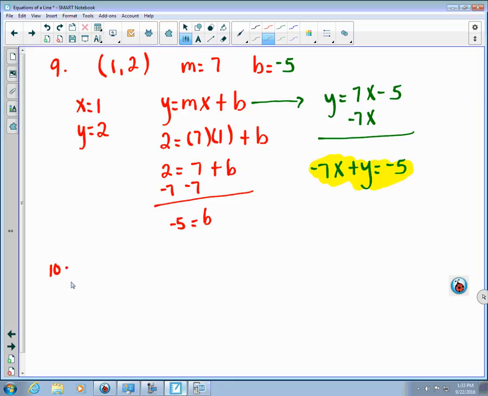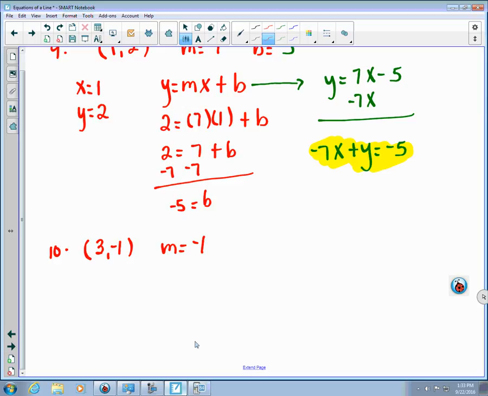All right. Can you tell me the point and the slope for number 10? Negative 2 and 5. Sorry. 3 and negative 1. It's okay. Miss Noreen does it all the time. And what's the slope?